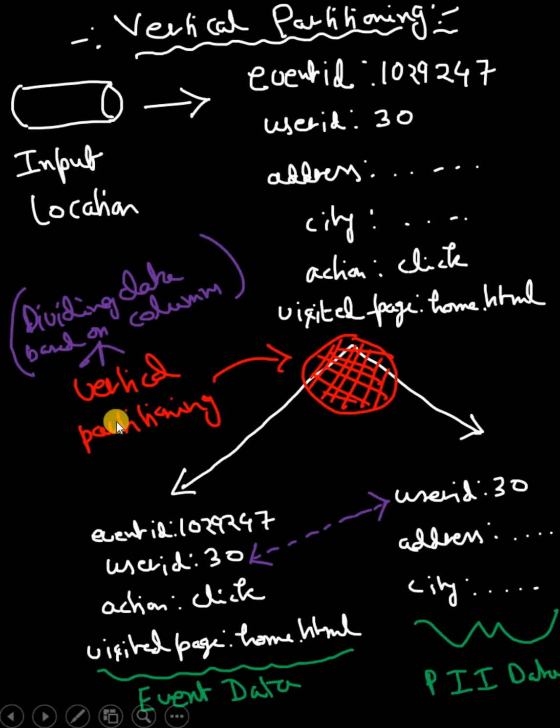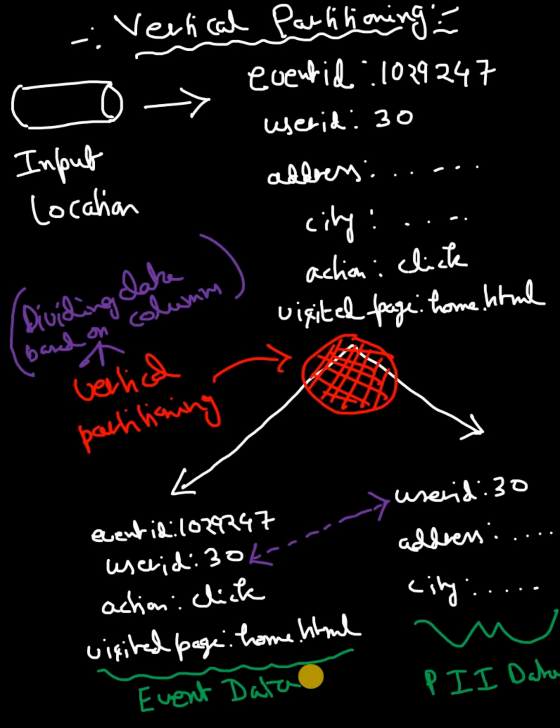So in short, we can say vertical partitioning is nothing but dividing data based on columns. In case of horizontal partitioning, we were dividing data based on rows. Similar rows we were putting in the same location, but here we are dividing the data based on columns. It is not like within this event data partition, the complete information is available.